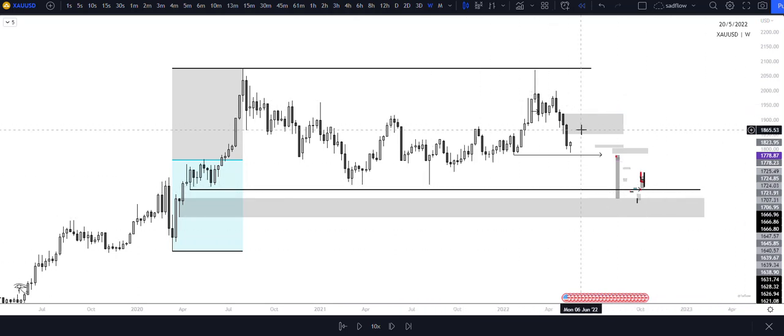The break of structure to the downside. It's also in discount, right? We can see multiple things coming into play. There's also a weekly imbalance just before the zone, right? Everything that we need is coming into play.